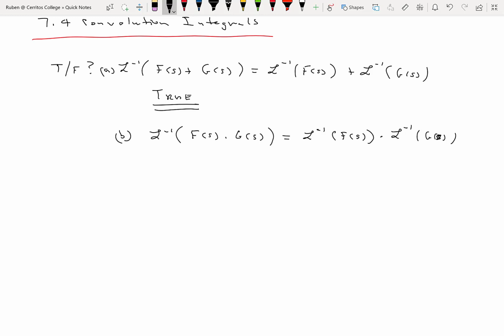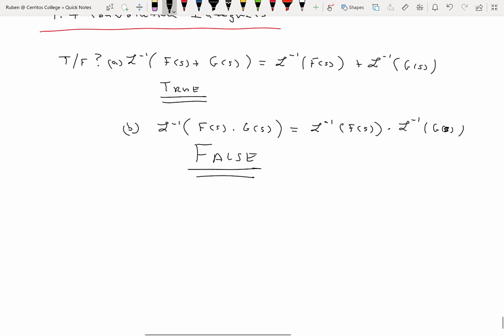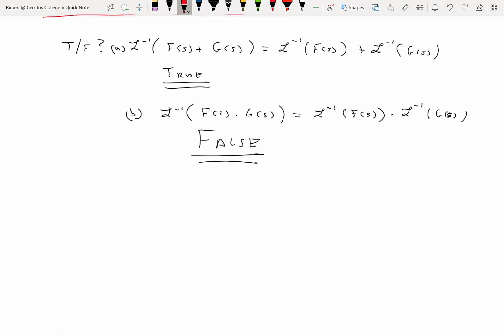If this were true, a lot of our work with Laplace transforms would be unnecessary, or our work would be vastly reduced. This is a great big false. Okay, it's not just false, it's a great big false. So section 7.4 really answers the question, how do we deal with the inverse Laplace transform of products?